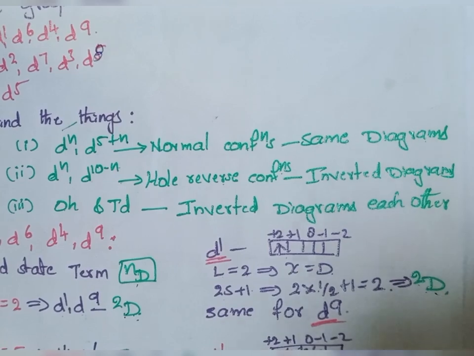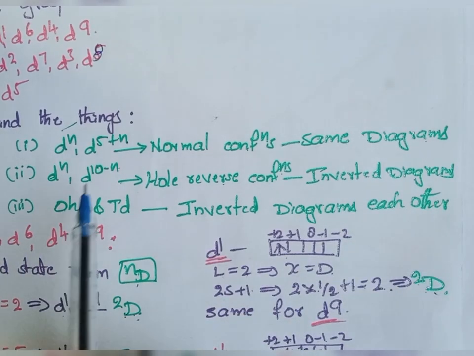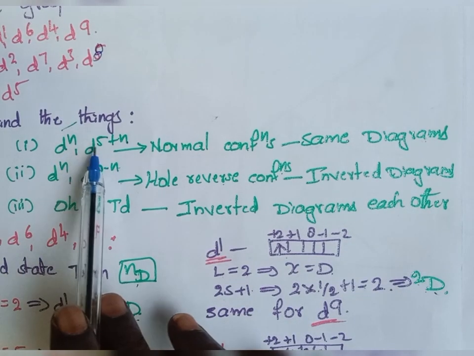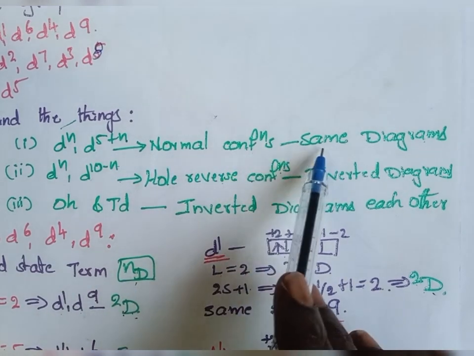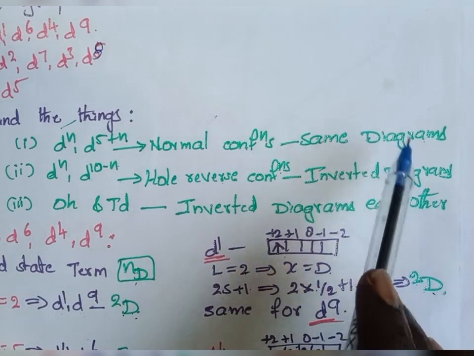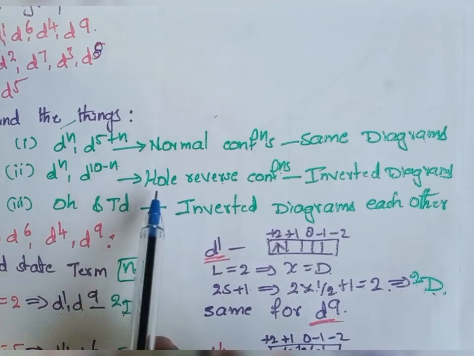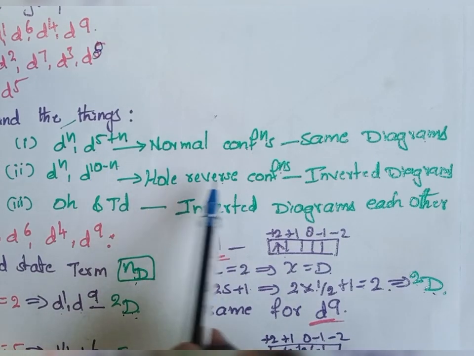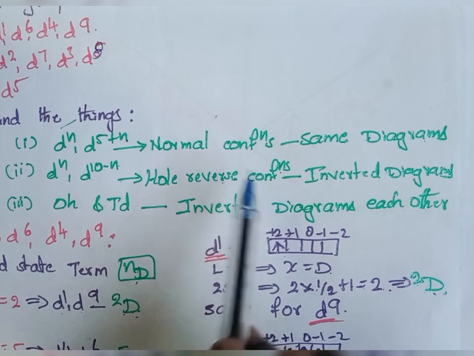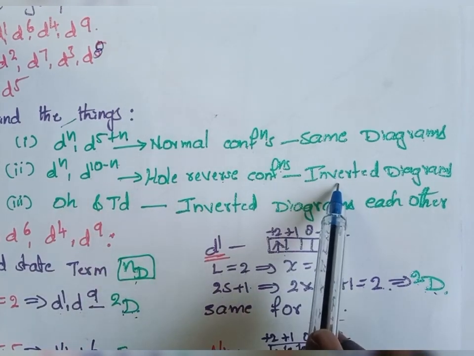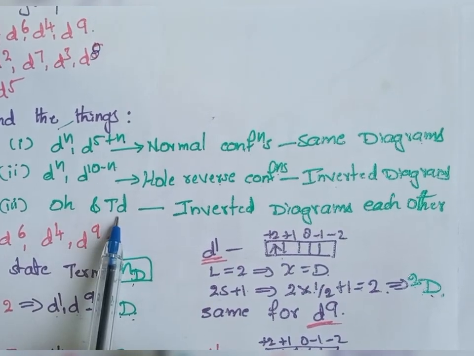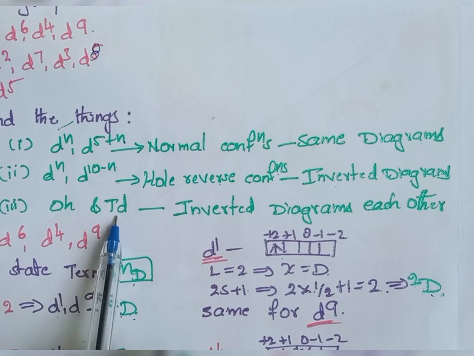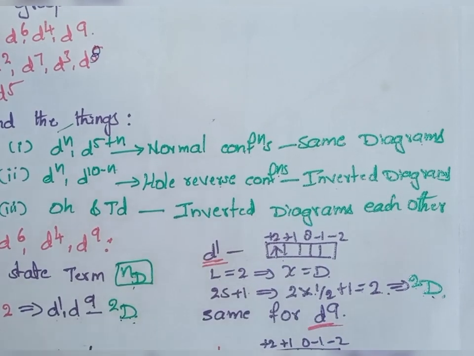Before we go on to the Orgel diagrams, three points are to be noted. d^n and d^(5+n) configurations are called normal configurations, and they will have the same type of diagrams. d^n and d^(10-n) configurations are called hole-reverse configurations, and these will have inverted, that is reverse, diagrams. And in crystal fields, the octahedral and tetrahedral splitting diagrams are inverse to each other.